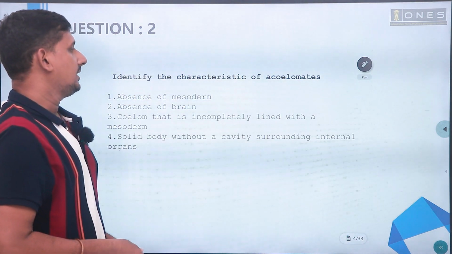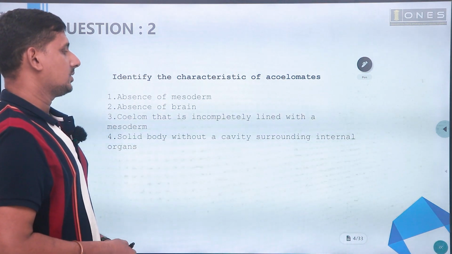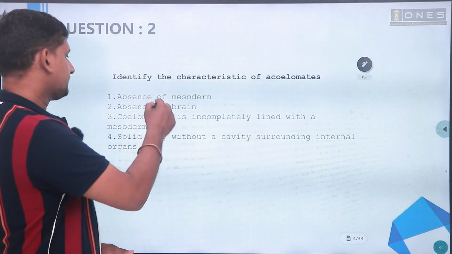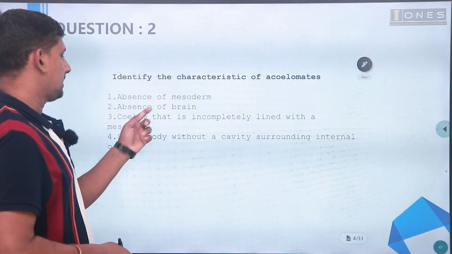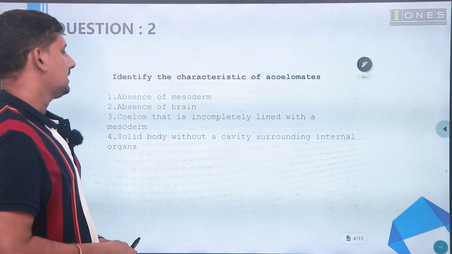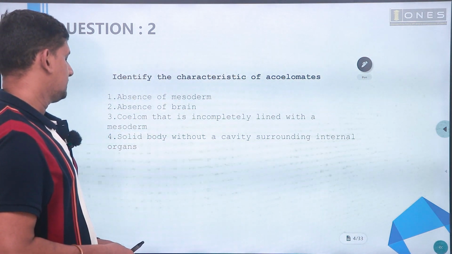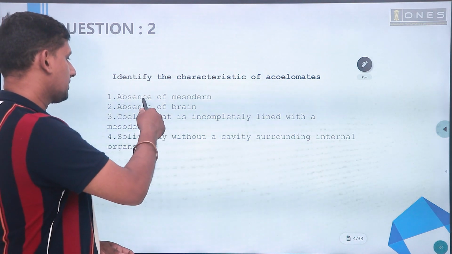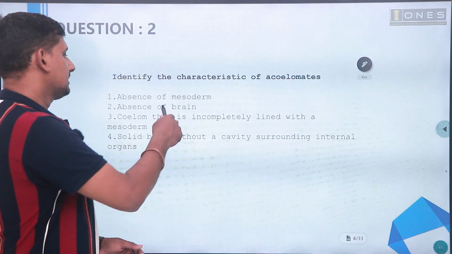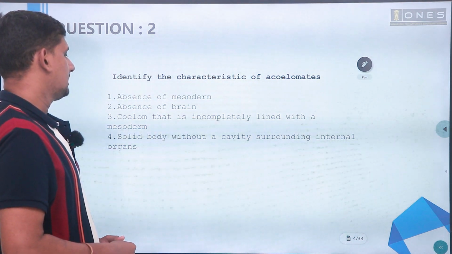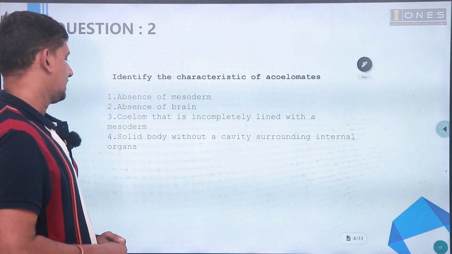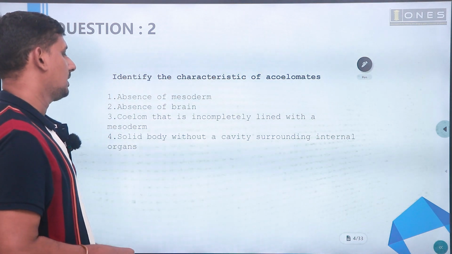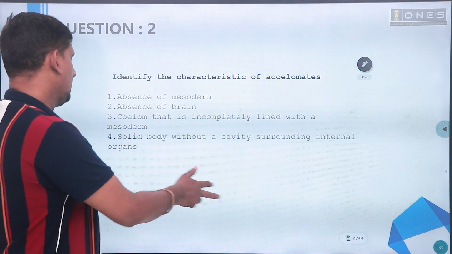Next question is identify the characteristics of acoelomates. So acoelomates and the characteristics are absence of mesoderm, absence of brain, coelom that is incompletely lined with a mesoderm, solid body without a cavity surrounding internal organs. So first option, absence of mesoderm. Second one is absence of brain. Third one is coelom that is incompletely lined with a mesoderm. Fourth one is solid body without a cavity surrounding internal organs.